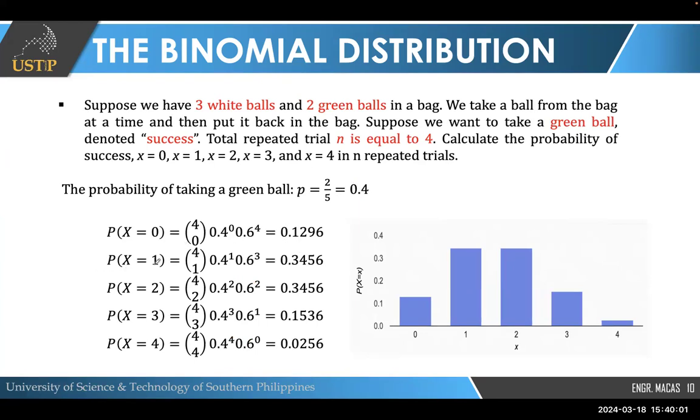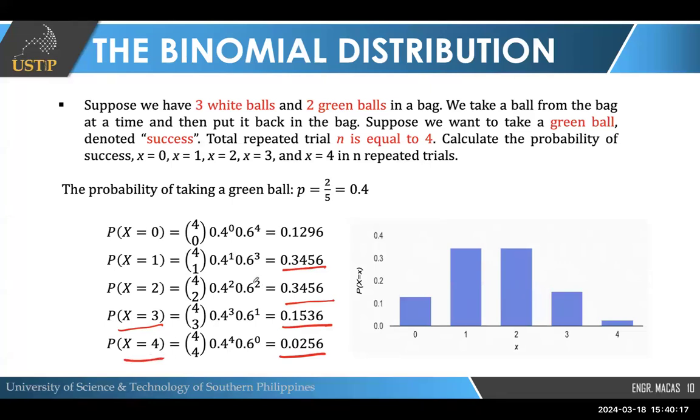Alright, so solving the rest, for x is equal to 1, the probability of success is 0.3456, and then for 2, 0.3456, 0.1536 for x is equal to 3, and then 0.0256 for x is equal to 4.